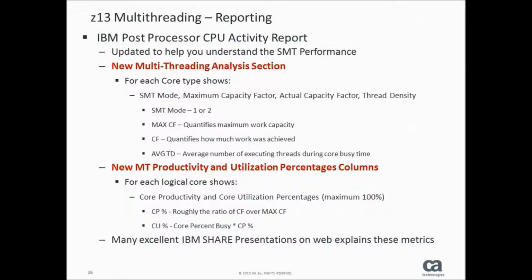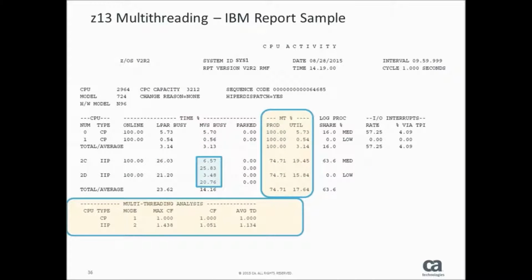And then finally, I'm wrapping up here. There's a pretty big change to the CPU activity report. There's some new sections and factors that IBM is reporting in the first page of the CPU activity report. I'm going to show an example of the report. By the way, if you search the web for z13 SMT, you can find some really good SHARE presentations that explain a lot of these factors and values in some detail.